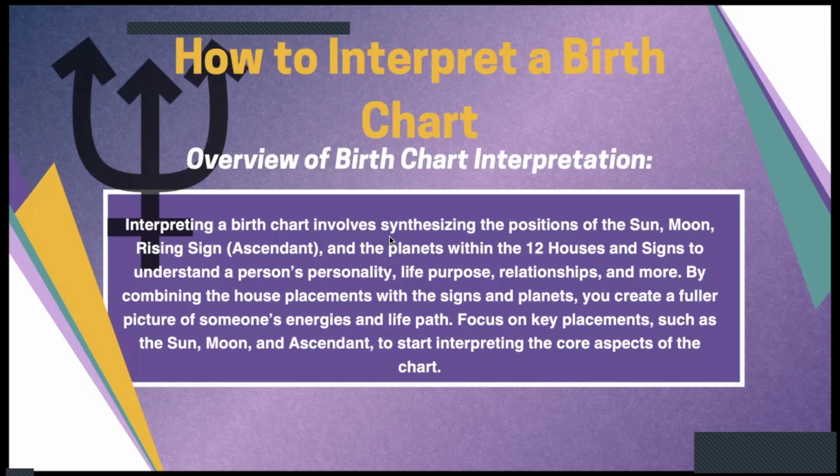Interpreting a birth chart involves synthesizing the positions of the sun, moon, rising sign, or ascendant, and the planets within the 12 houses and signs to understand a person's personality, life purpose, relationships, and more. By combining the house placements with the signs and planets, you create a fuller picture of someone's energies and life path. Focus on key placements such as the sun, moon, and ascendant to start interpreting the core aspects of the chart.